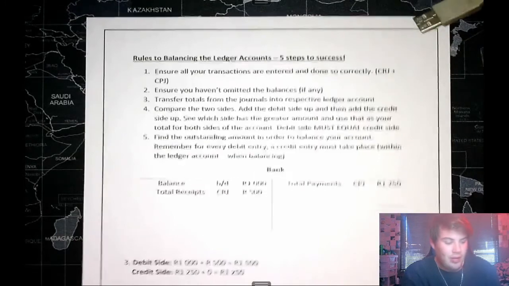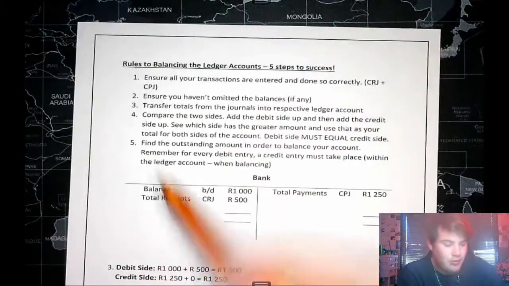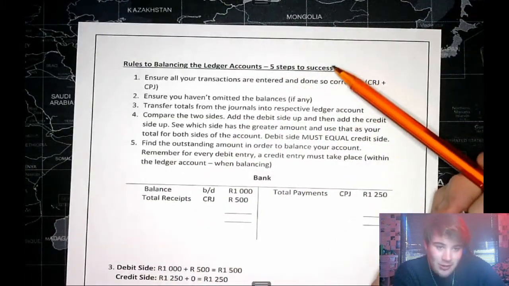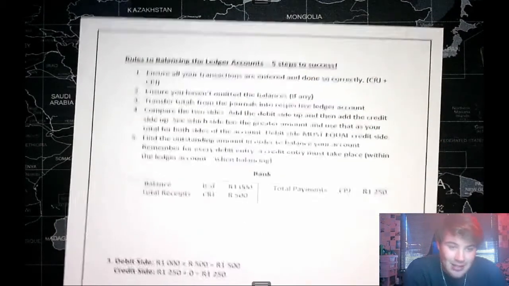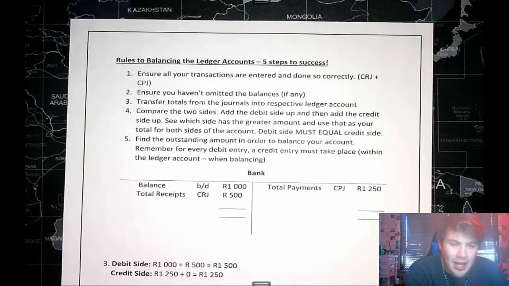So if we have a look here, there are of course some rules to follow, which I like to tell my kids in class are the 5 steps to success when balancing a ledger account. Step number 1 is ensure that all your transactions are entered and done so correctly. So this is in your CRJ and CPJ. Of course, before we do any ledger accounts, we have to do the journals first. That's part of the accounting cycle. So journals first, then ledger accounts.